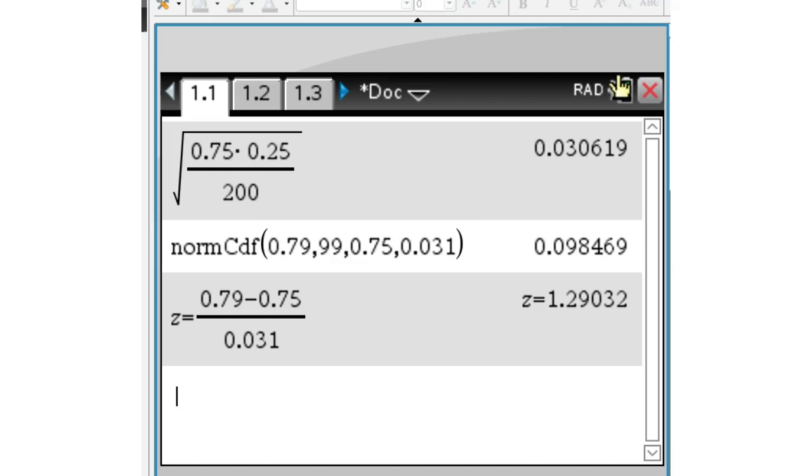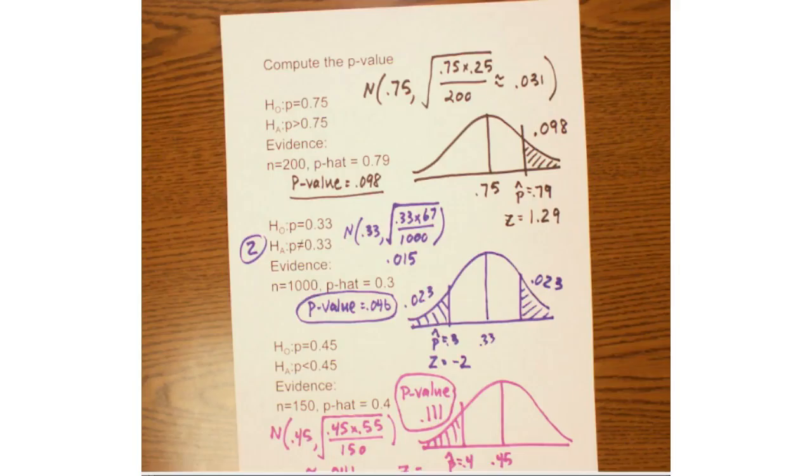for the standard deviation, because we're assuming 0.75 is the population parameter. There's my normal CDF calculation, and there's the z-score calculation. So let's go to the next problem.